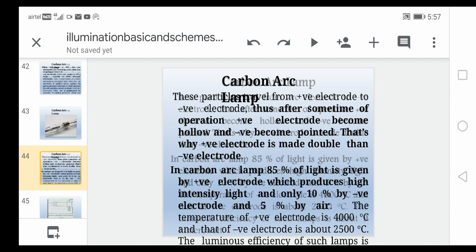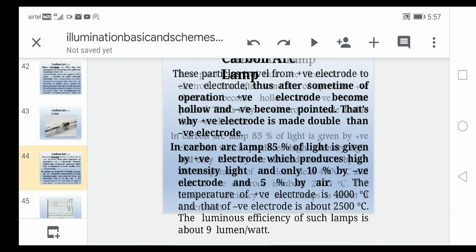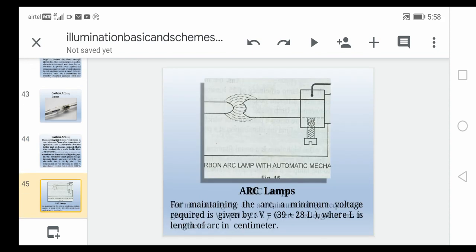In the carbon arc lamp, 85% of the light is given by the positive electrode, which produces high intensity of light, and only 10% by the negative electrode and 5% by air. The temperature of the positive electrode is 4000 degrees centigrade and that of the negative electrode is about 2500 degrees centigrade. The illumination efficiency of such a lamp is about 9 lumens per watt. See here, carbon arc lamp.